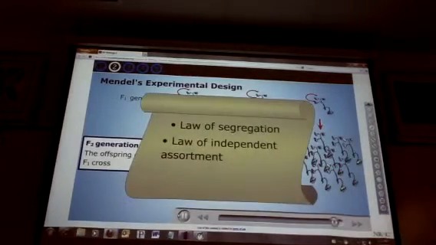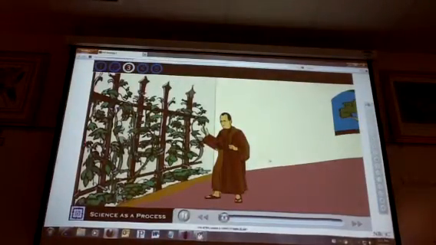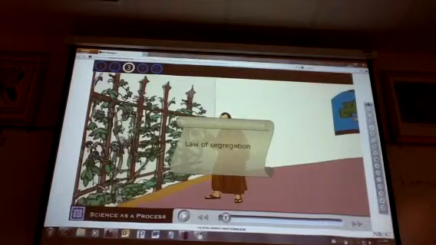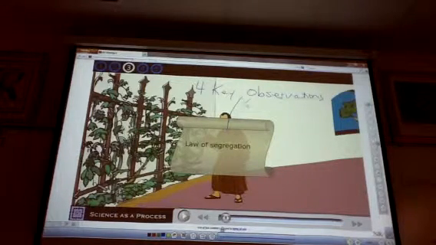Now let's learn about Mendel's laws. Through his monohybrid cross experiments, Mendel made 4 key observations that led him to propose his first law of inheritance. So in your notes, make sure you have them down. I need to see that you have 4 key observations and understand how these 4 key observations led to Mendel proposing this law of segregation.